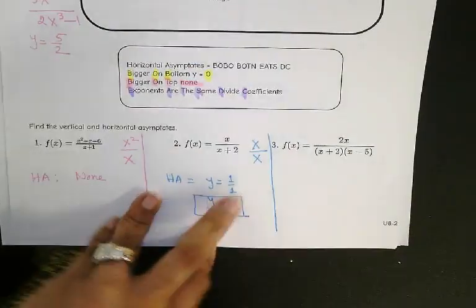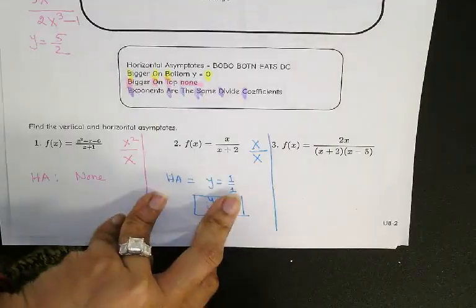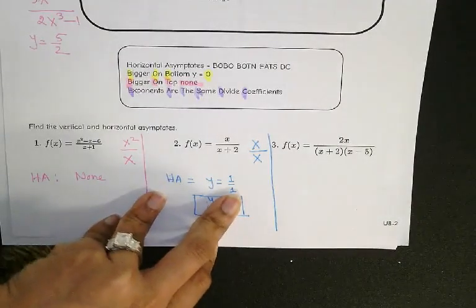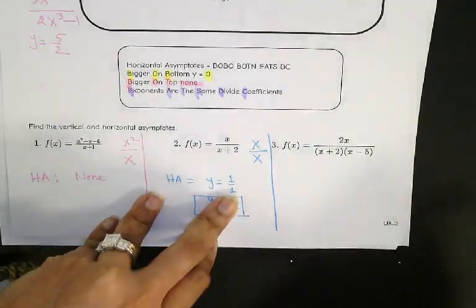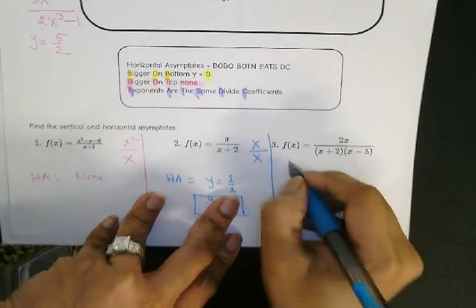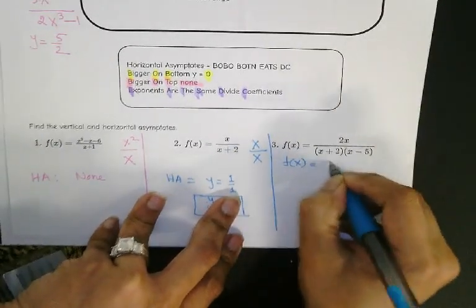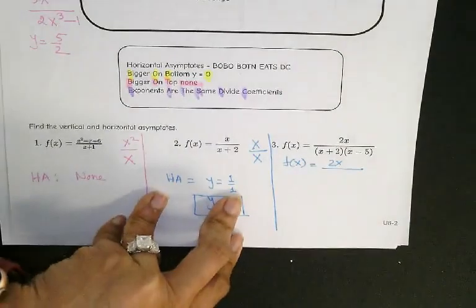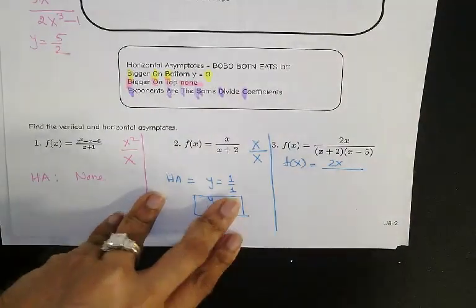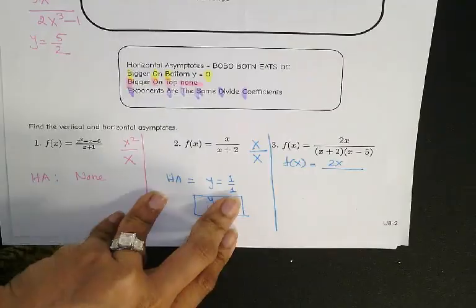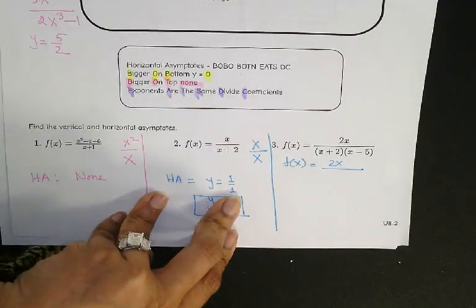Number 3. Over here you have to simplify the denominator. I cannot work with it if I have a factored form. So find the value for the denominator. F of x is going to be what? 2x over. You can distribute or you can put it in the box and then multiply it. Go ahead, do it by yourself. I'm giving you 30 seconds.